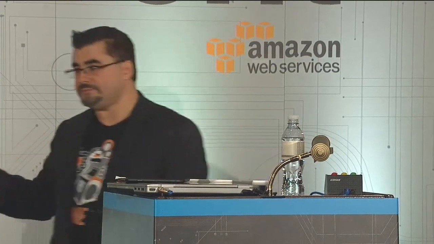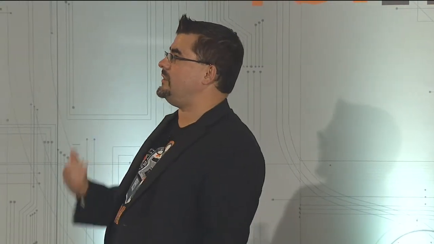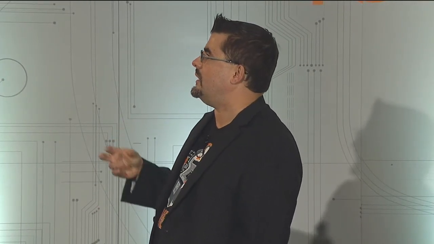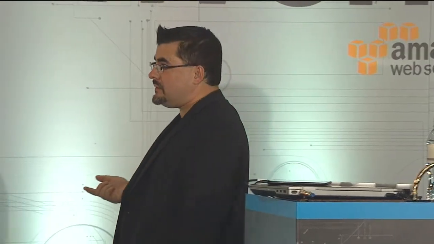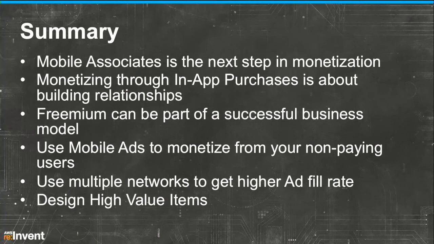So in summary, we saw 3 APIs. Amazon offers a lot of free developer services. You can check them all out on developer.amazon.com. We saw mobile associates, in-app purchasing, and ads. Mobile associates is the next step to possible monetization in your app. You can monetize through in-app purchasing, so freemium can be a good model, and you can add ads, and you can add mobile associates on top of that.